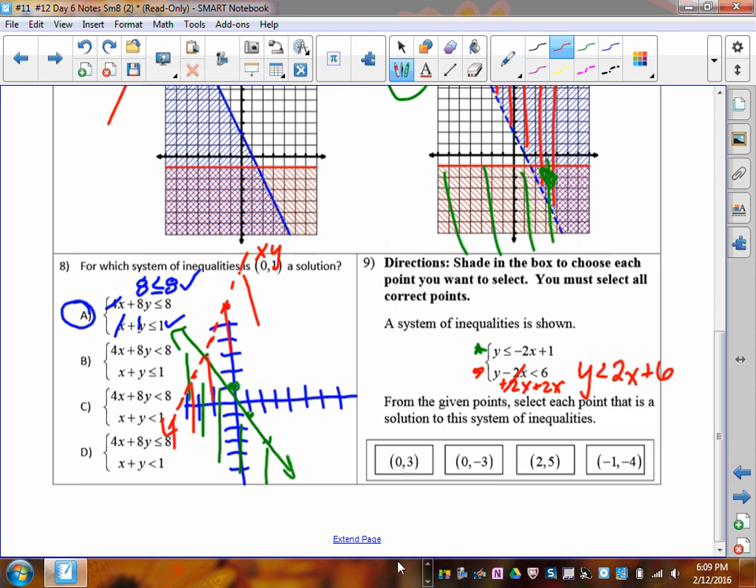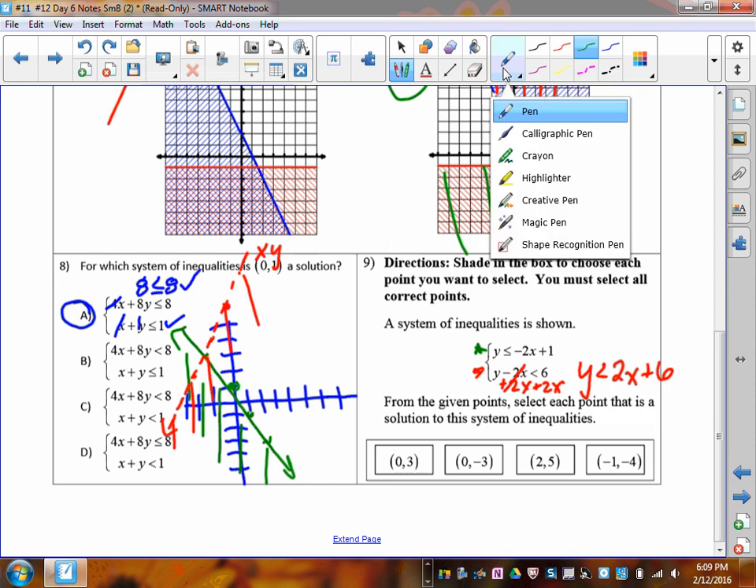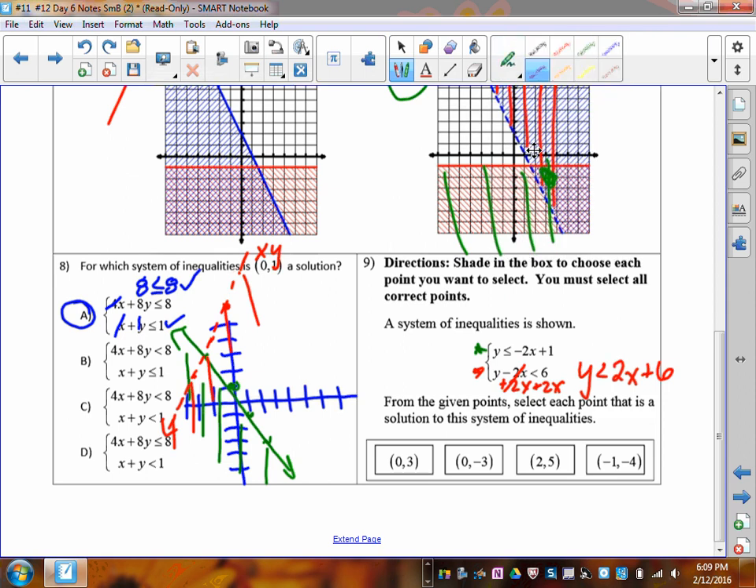So it looks like our shaded region is going to be this area here where the overlap is. Anything that falls in that region is a solution. So 0, 3, that's out of it, not a solution. 0, negative 3, okay, that is a solution. 2, 5, over 2, up 5, not a solution. And negative 1, negative 4, is a solution. So there are 2 solutions.